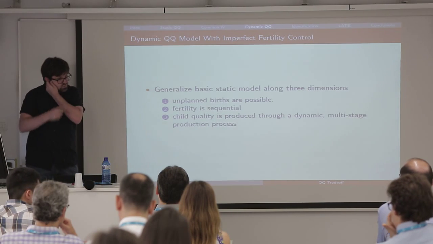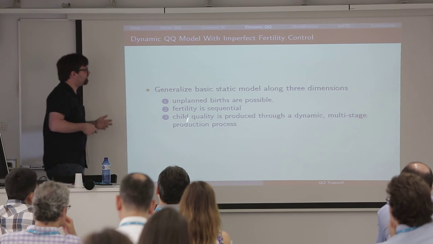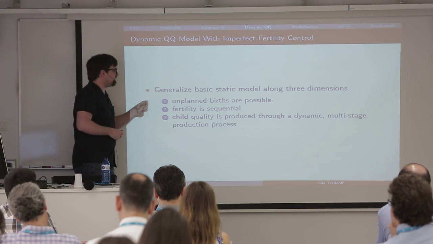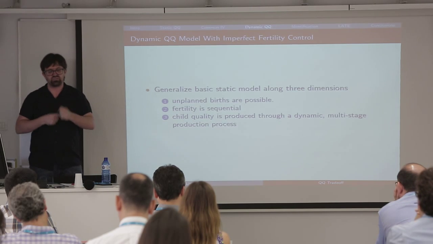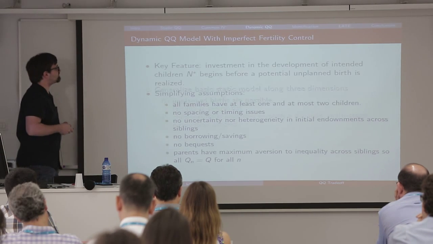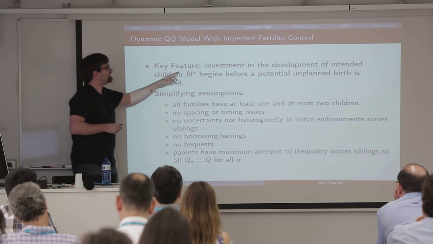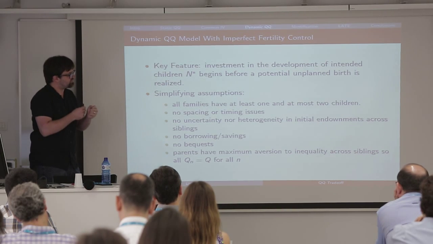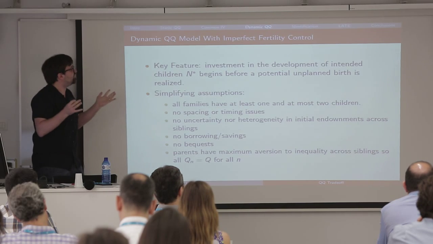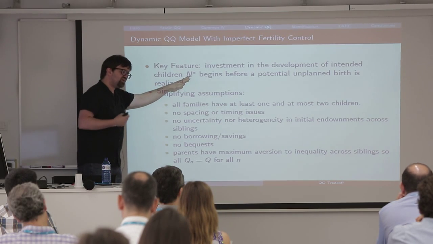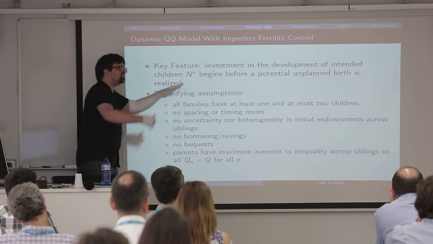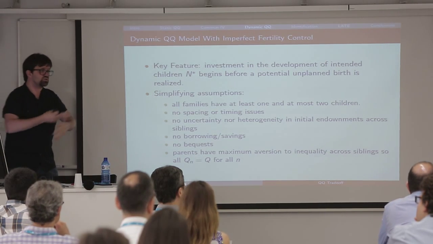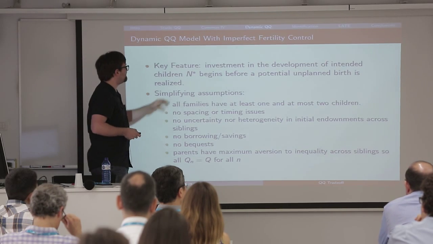Now, what happens when we go into the dynamics? As I said before, we're going to develop a model that embeds unplanned births with sequential dynamic fertility and this dynamic process of technology of skill formation. So the key feature is going to be that the family is already investing in the development of the intended kids they thought they had and were done with, and in the middle of that process the unplanned kid is going to come up, and it's going to generate a whole set of disarrays.